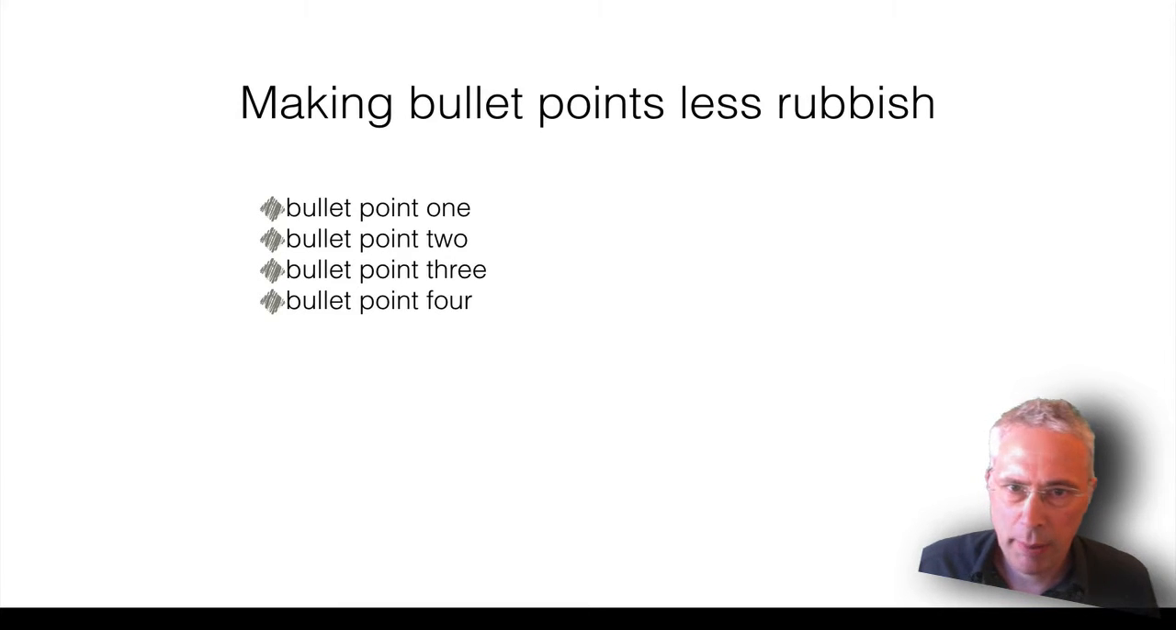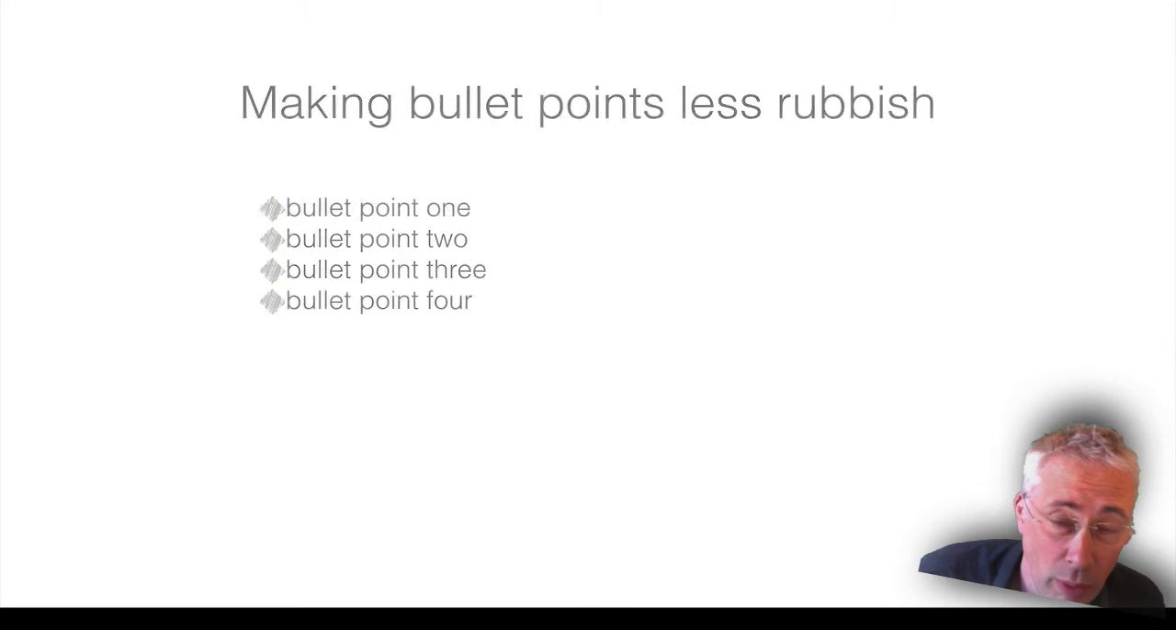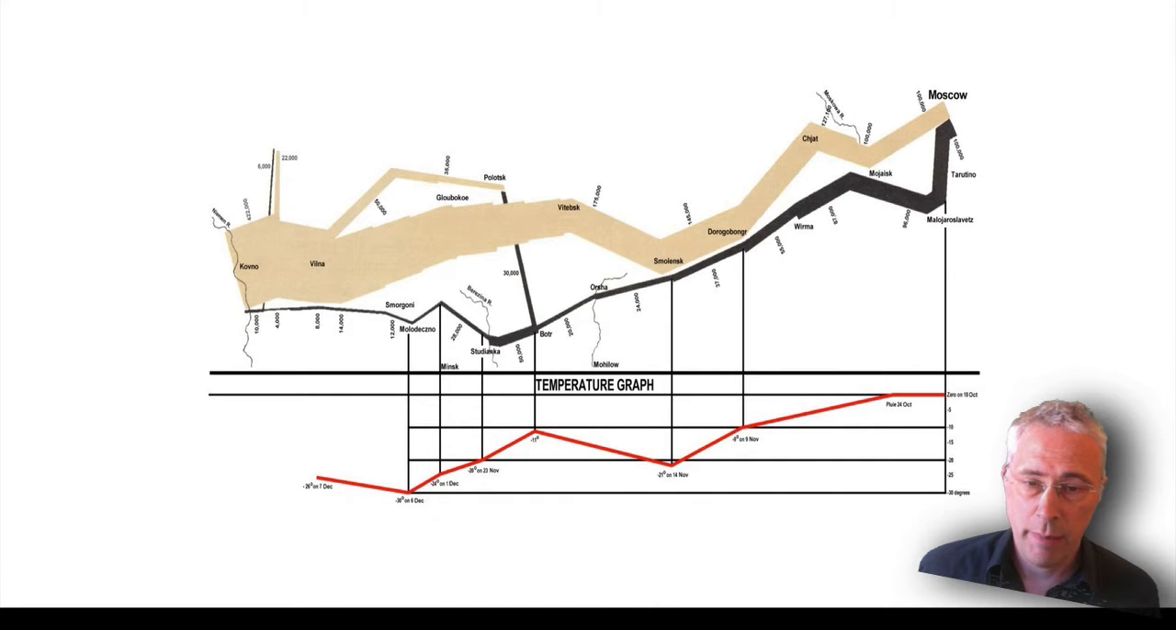So let's try applying that same principle, that same idea to graphics. It doesn't have to be just bullet points. So what we've got here is a really famous graphic about Napoleon's advance to Moscow and retreat from Moscow, and the number of troops he has is indicated by the thickness of the lines. The gold grey line at the top, that's how many troops he has as he advances, and the thinner black line is how many troops he has as he retreats.